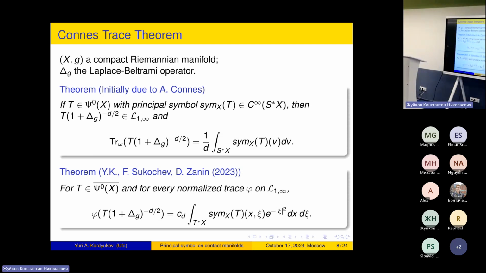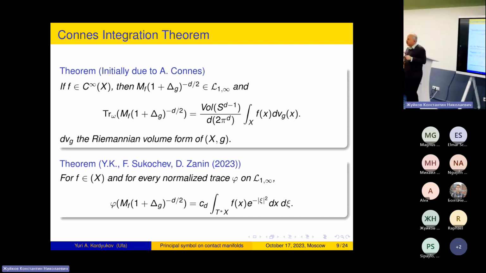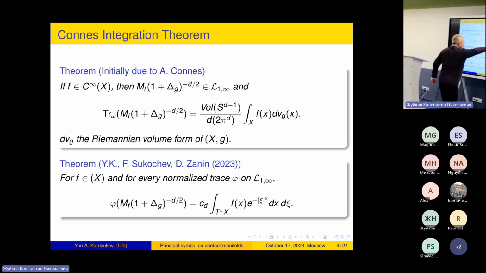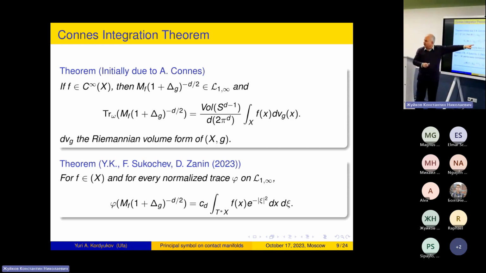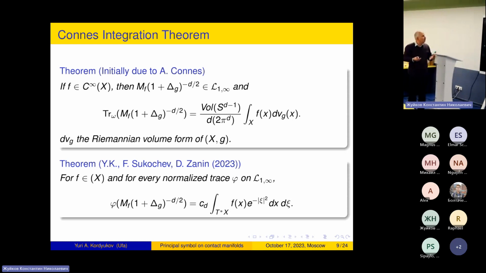And why Connes was interested in this: one motivation was that if we take not a pseudo-differential operator, but just a multiplication operator by a function, what we get on the right is an integral of the function with respect to the Riemannian volume. So this is one of the motivating examples in non-commutative geometry. We want to know how we can formulate Riemannian volume in terms of spectral geometry of the Laplacian.